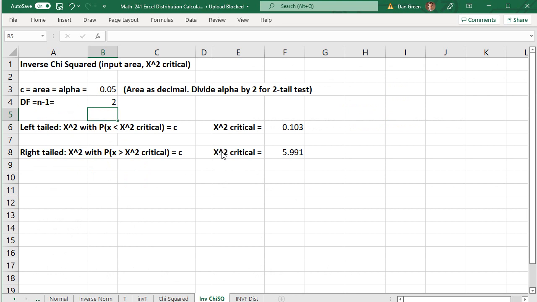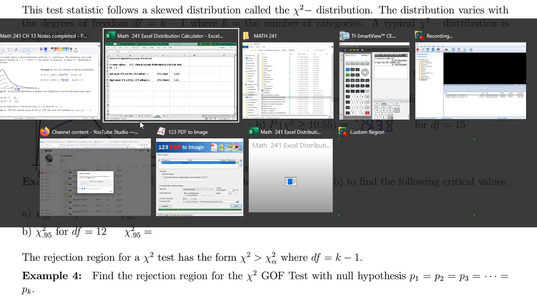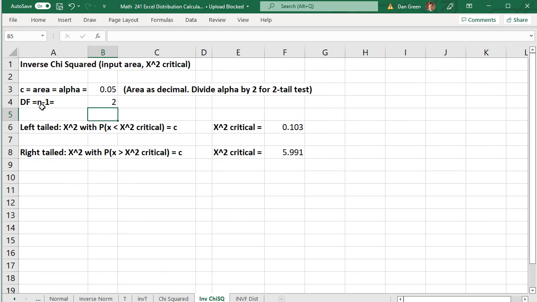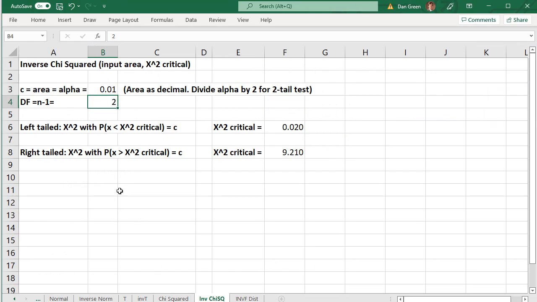So here is the distribution calculator. I've opened it up and clicked on the inverse chi-squared tab. What we want to compute first is chi-squared 0.01 for degrees of freedom 7. So 0.01 is the right area, just like when we did z sub alpha and t sub alpha values. If we look here, we've got alpha, and then we've got our degrees of freedom. So 0.01 is our alpha, and degrees of freedom here, again, were 7.